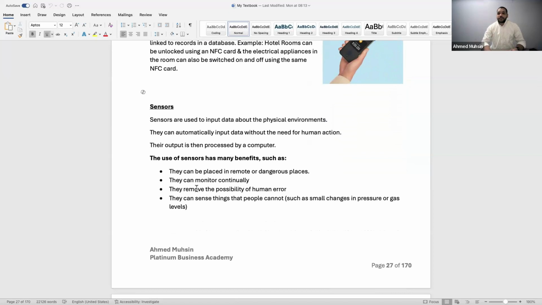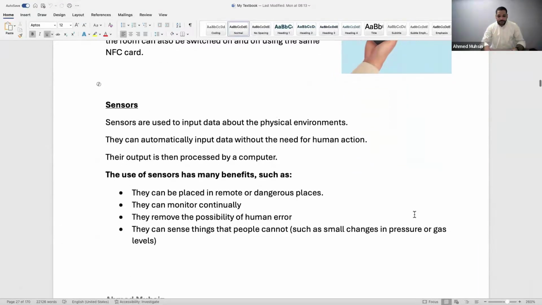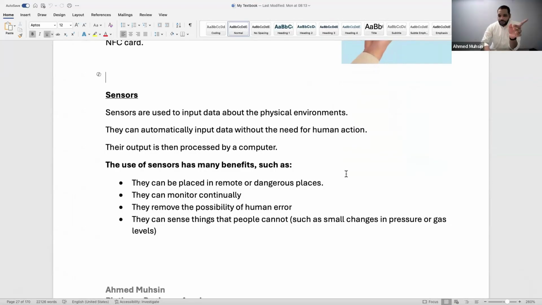Page 27, everybody. Can you guys first read the first sentence over here with regard to sensors? It inputs data about your environment. Sensors are input devices. They detect changes taking place in the environment. Can you guys note that on the top now? Detect changes taking place in the environment.